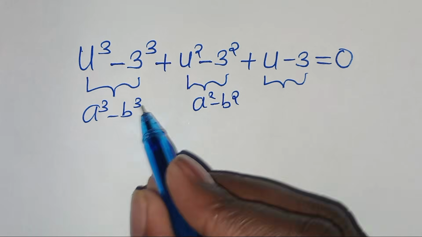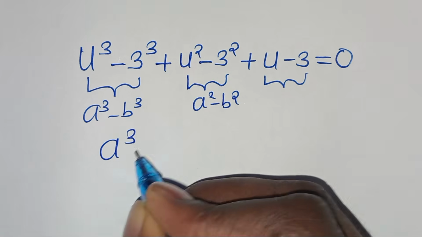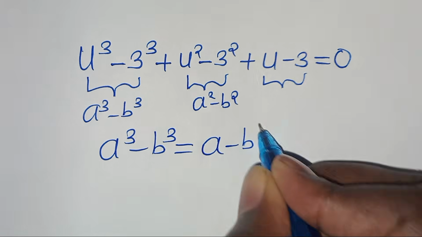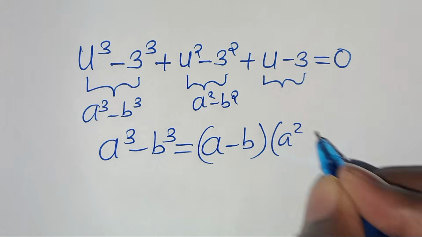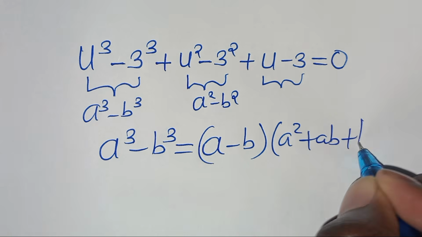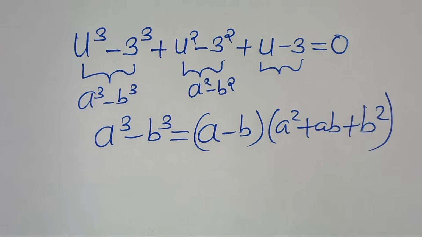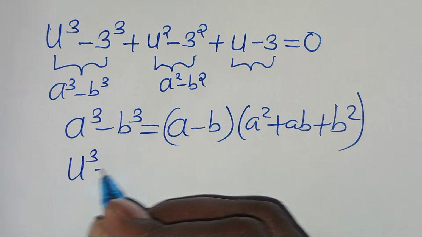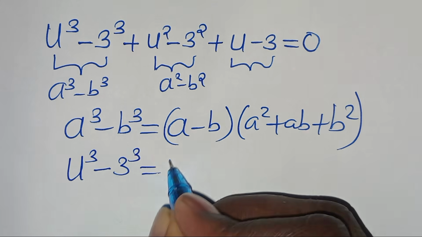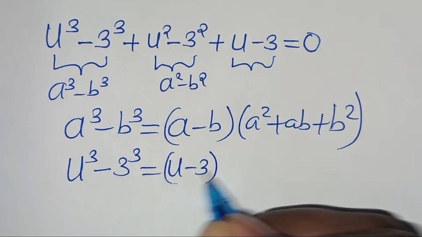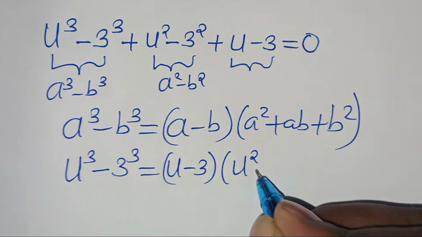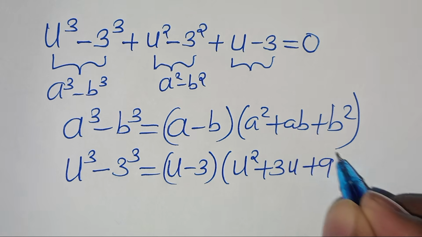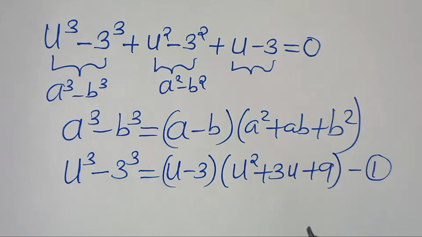So here we have the difference of two cubes expressed as a to the power of 3 minus b to the power of 3, which you can express as a minus b, times a to the power of 2 plus a times b, then plus b to the power of 2. Applying this identity, then we have u to the power of 3 minus 3 to the power of 3, which is u minus 3 times u to the power of 2 plus 3u plus 3 squared. This is equal to 9. Let's call this part 1.